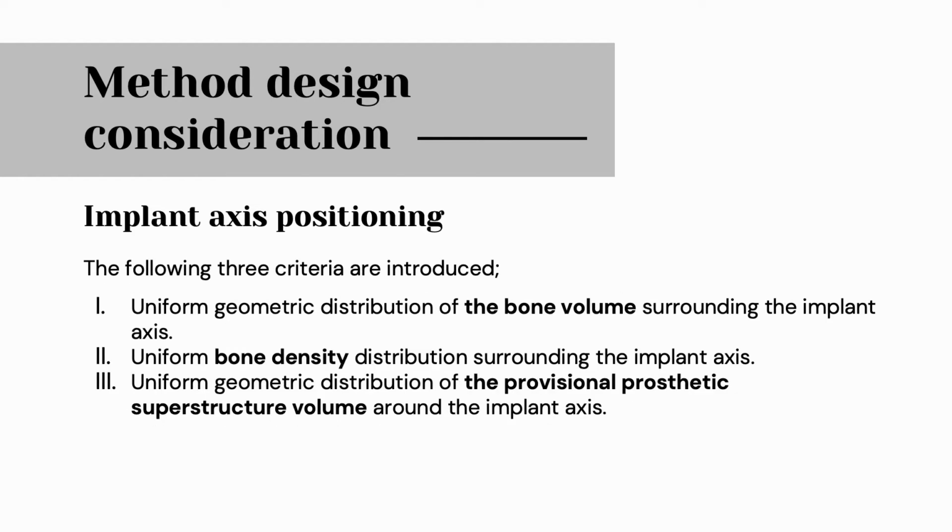In implant axis positioning, three criteria are introduced. First, uniform geometry distribution of the bone volume surrounding the implant axis. Second, uniform bone density distribution surrounding the implant axis. And third, uniform geometry distribution of the provisional prosthetic superstructure volume around the implant axis.